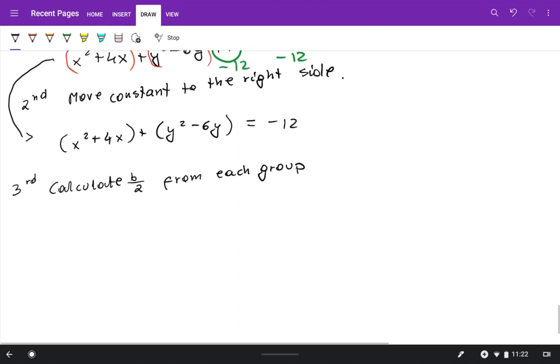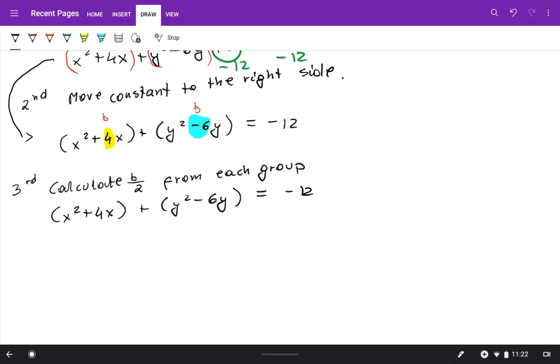Okay, so b, what is b? B is the coefficient in front of x and the coefficient in front of y. So that's your b's. Okay, so you have 2 of them. So b are the coefficients which you have in front of x and y. So let me just copy this. So we have x squared plus 4x plus y squared minus 6y equal negative 12.